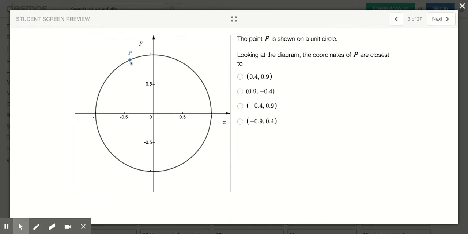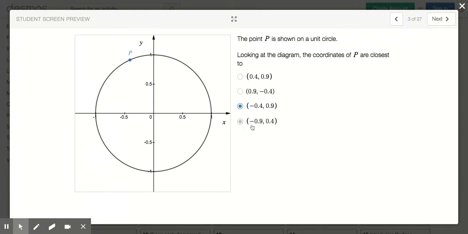So how I would do this is I'm looking at this point here. I notice that on the x-axis, it's close to negative 0.5, so it's going to be negative. And on the y-axis, it's going to be positive because it's going up. Now, the closest one that I can think of is negative 0.4 on the x-axis, which I see here, and a positive 0.9 on the y-axis. I don't see anything else where it's negative and positive.